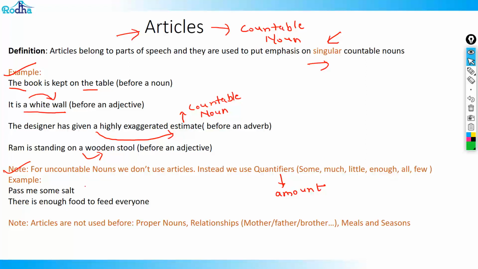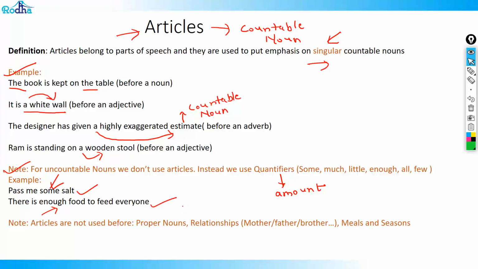For example, if you look at the first sentence, it says, pass me some salt. If you say pass me a salt, it will not be correct because salt is not countable. Therefore, pass me a salt would be absolutely incorrect. But if you add a quantifier, it puts some emphasis in terms of the amount. Similarly, if I say there is enough food to feed everyone, I am putting some emphasis from a quantity perspective.